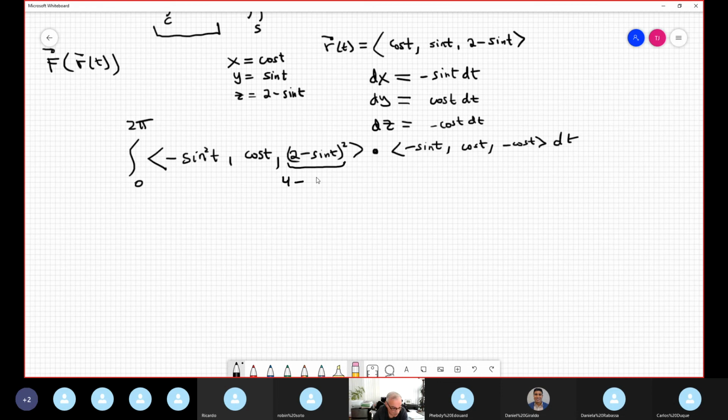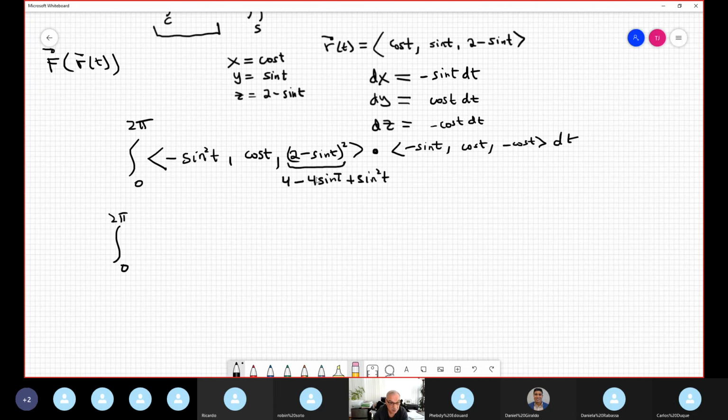4 minus 4 sine t plus sine square. Make sense, guy? T is squared the first. I get 4 minus 2 times multiplication of both plus square the second. Okay, good. Now perform the dot product. Dot product is multiplication component by component, no? First component and first component.